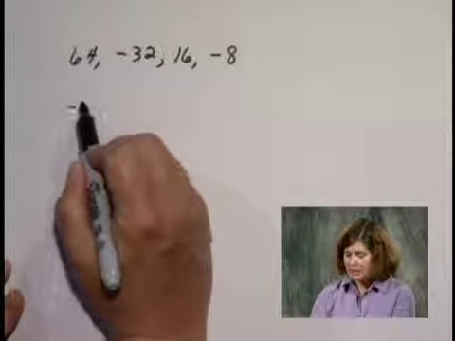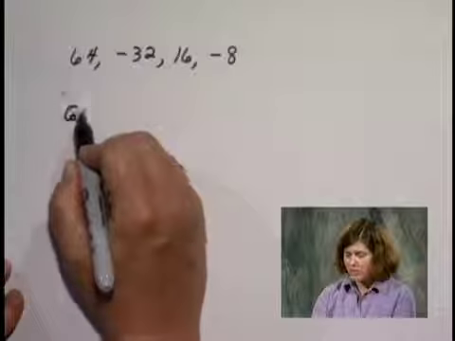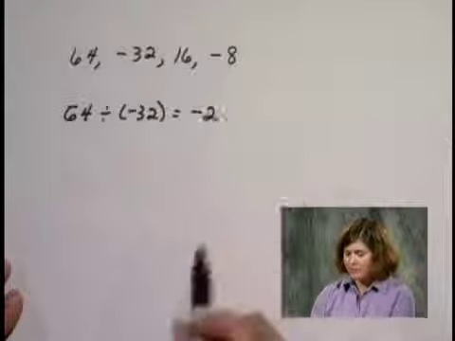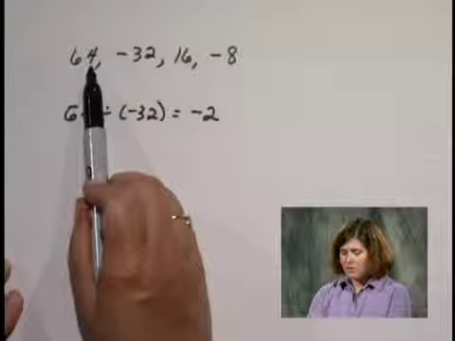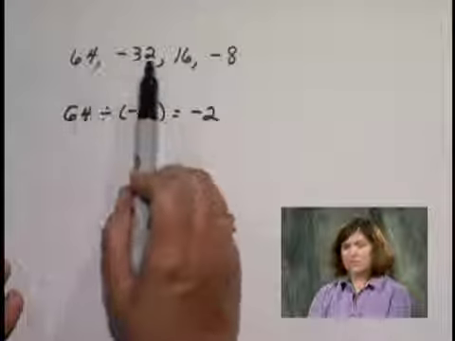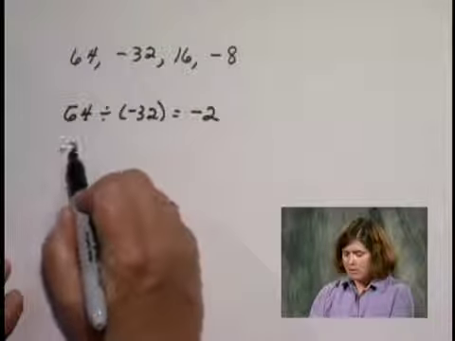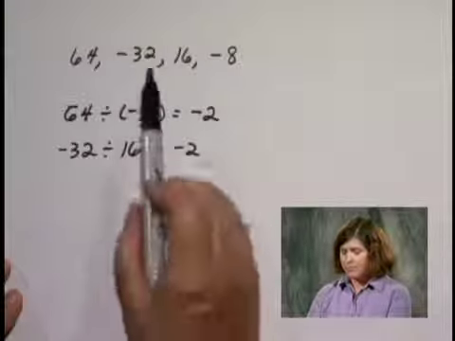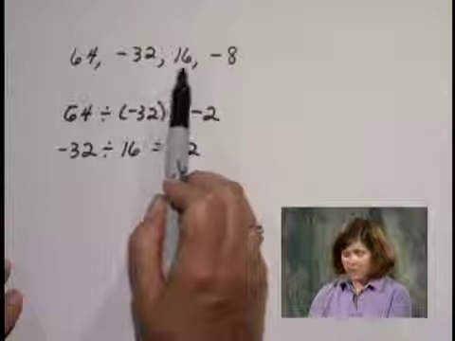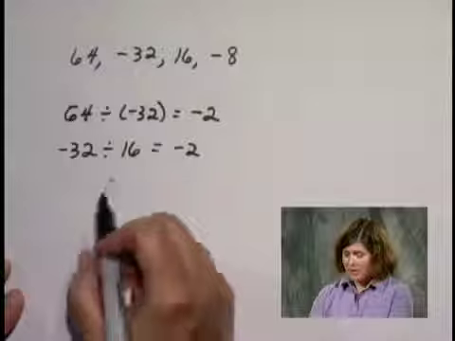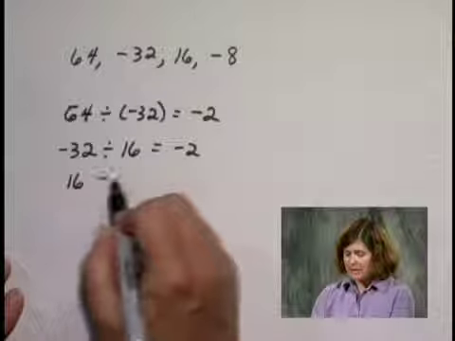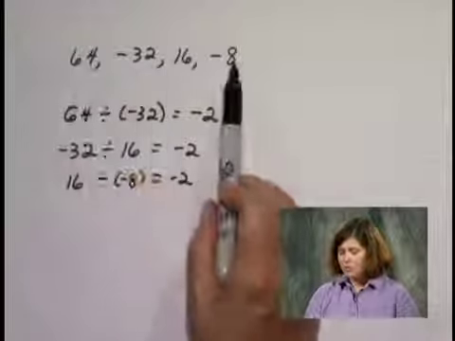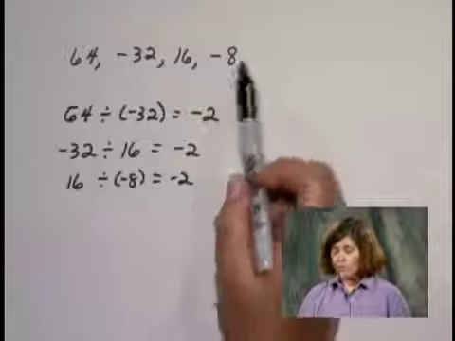If I take the first one divided by the second one, 64 divided by negative 32, I get negative 2. So it looks like 64, if it was divided by negative 2, would give me negative 32. Let's see, negative 32 divided by 16 is also negative 2. So if I took negative 32 and divided by negative 2, I would get 16. Also, if I take 16 and divide it by negative 8, I get negative 2. So it appears that each one of these we can get to by dividing the one before it by negative 2.